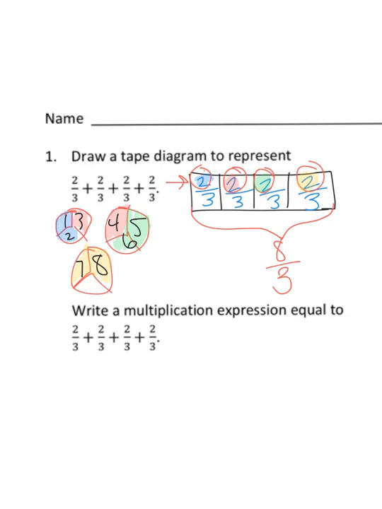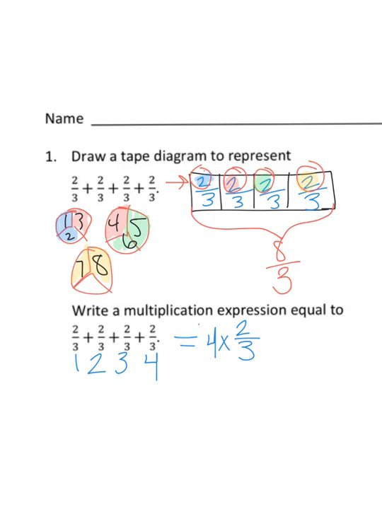So moving on to the second part of this problem, write a multiplication expression equal to 2/3 plus 2/3 plus 2/3 plus 2/3. So I'm going to be writing a multiplication expression that's equal to the repeated addition problem we just looked at. So how many times do I have 2/3? I have it 1, 2, 3, 4 times. So 2/3 plus 2/3 plus 2/3 plus 2/3 is equal to 4 times 2/3 because we have 2/3 4 times.